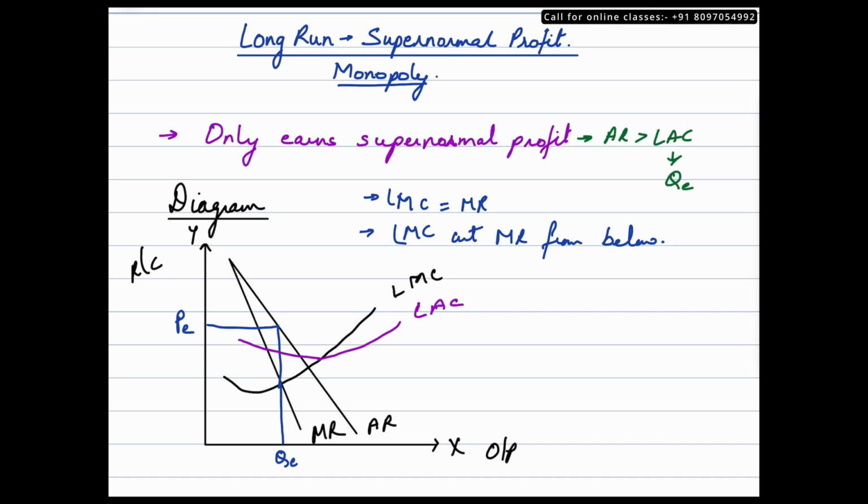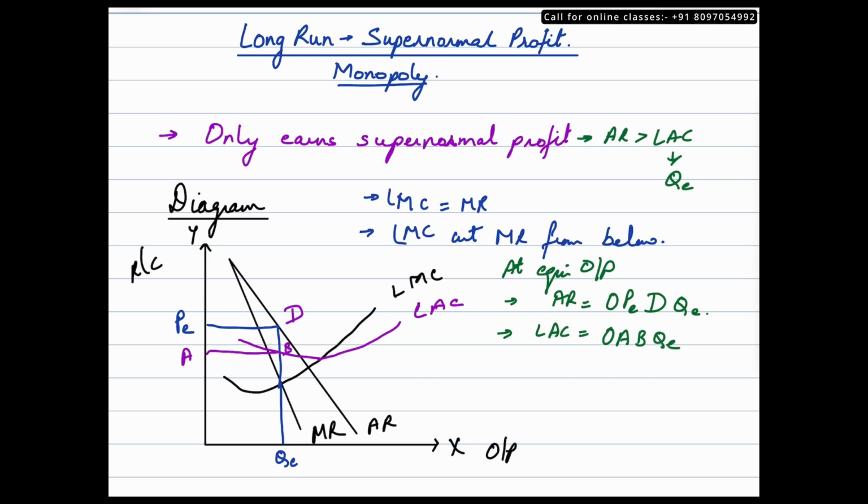So, from here, let us say this is the perpendicular. I am going to name all of these points, so let me call them A, B and D. Now at equilibrium output, what is the situation? AR is equal to how much? O, PE, D, QE. What is the long run average cost? Equal to O, A, B and QE.